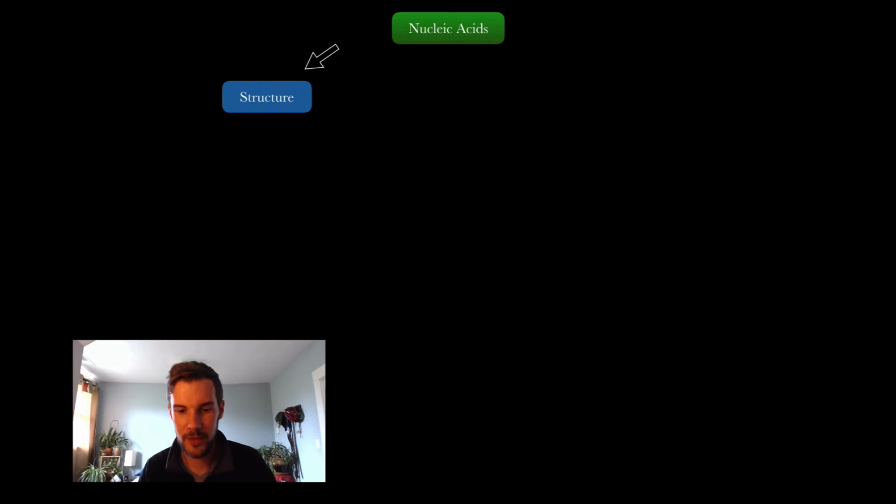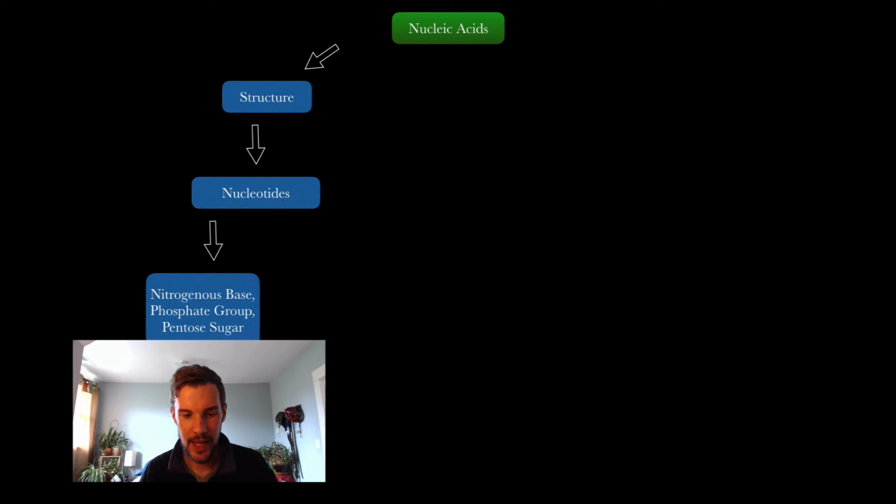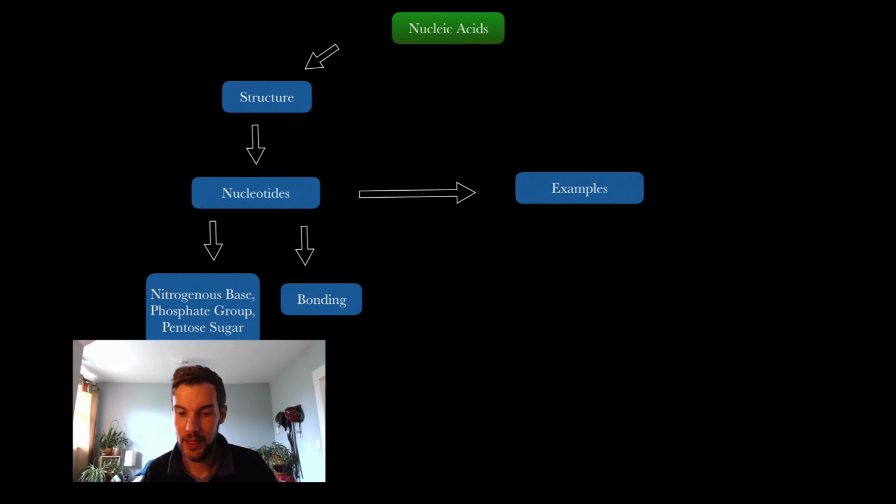So in this video, we're going to talk about the structure of nucleic acids, and a nucleotide is going to be the monomer for nucleic acids. And it's going to contain a nitrogenous base, phosphate group, and a pentose sugar. Then we're going to talk about how nucleotides bond with each other, and there are going to be 2 different ways they can bond.